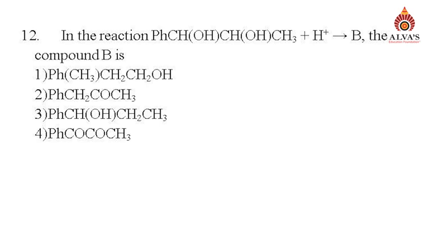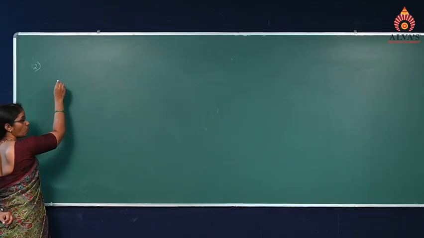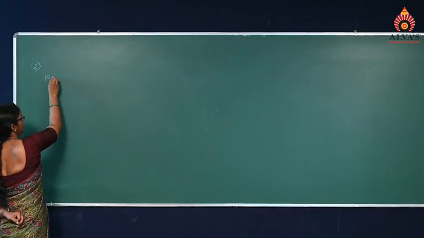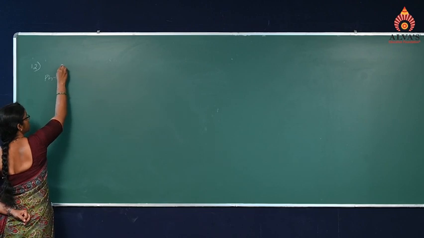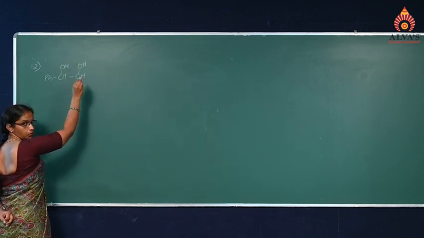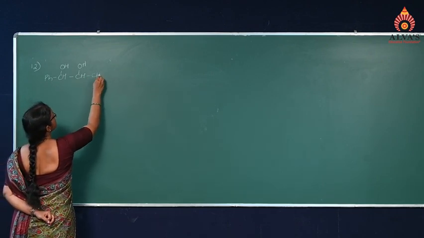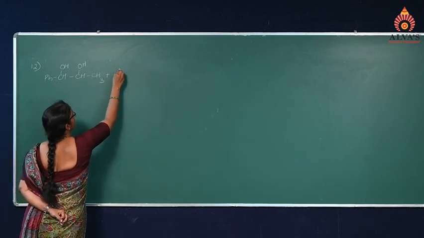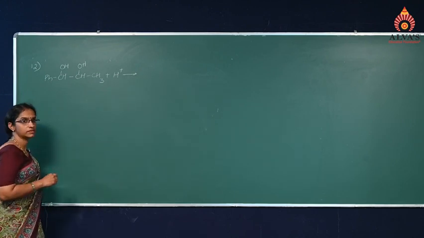Option 2. Next, question number 12. In the reaction PhCH(OH)CH(OH)CH3 plus H+ gives B. The compound B is? Now, the starting material given to us is a 1,2-diol, PhCH(OH)CH(OH)CH3, and the reaction has to be carried out in acidic medium.